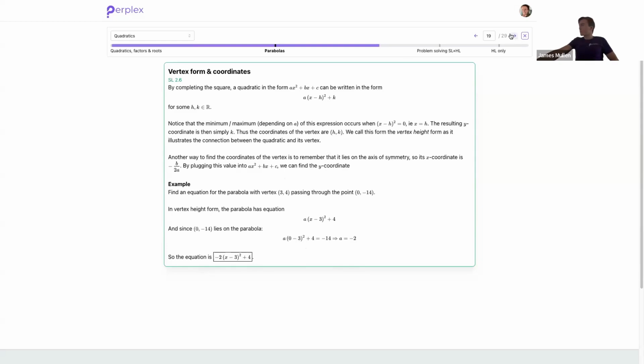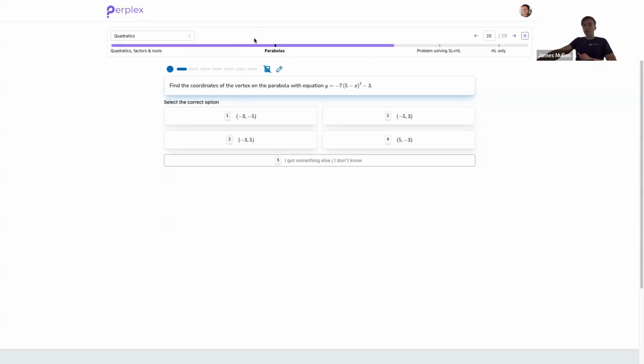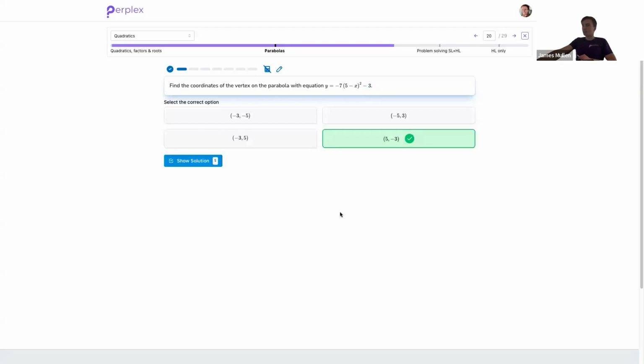Okay, so remember that the x-coordinate of the vertex occurs when the term that's being squared is equal to 0. So 5 minus x is equal to 0, which means x equals 5 is the x-coordinate of the vertex. And then the y-coordinate is just going to be the minus 3. So I'm looking for (5, minus 3), which is option number 4.